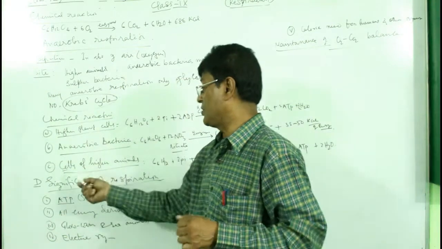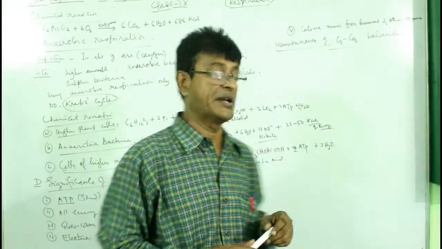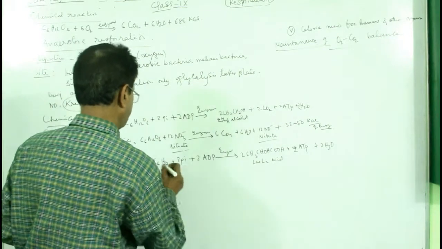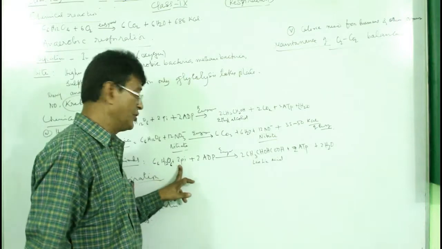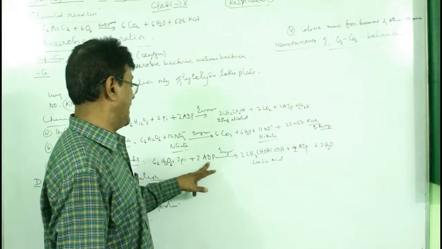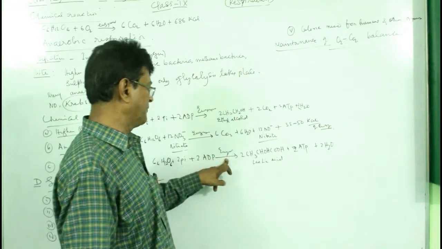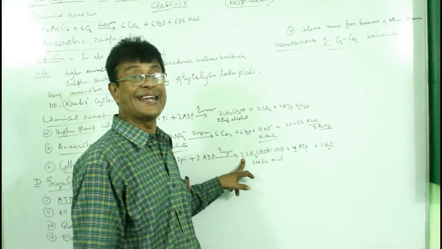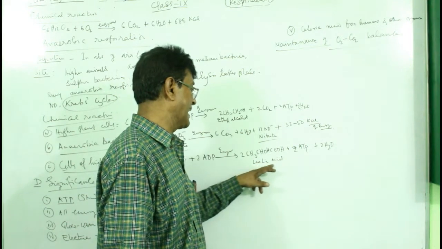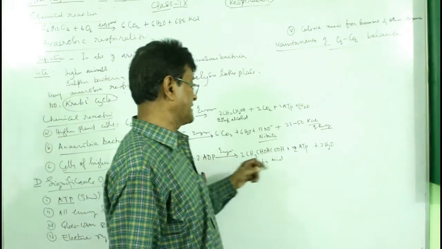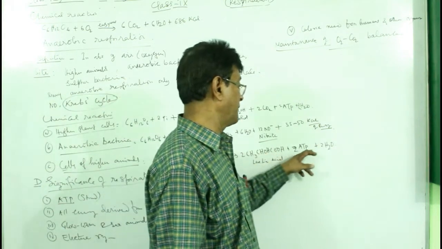Now we come to the next one, cells of higher animals. How do cells of higher animals carry out anaerobic respiration? Here also, C6H12O6 is the glucose, in presence of two inorganic phosphates plus two ADP, adenosine diphosphate molecules, with the help of the enzyme, is converted to lactic acid, CH3CHOHCOOH, plus 2 ATP, adenosine triphosphate molecules, and plus 2 water.